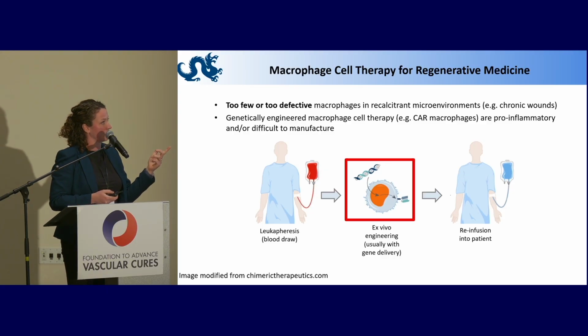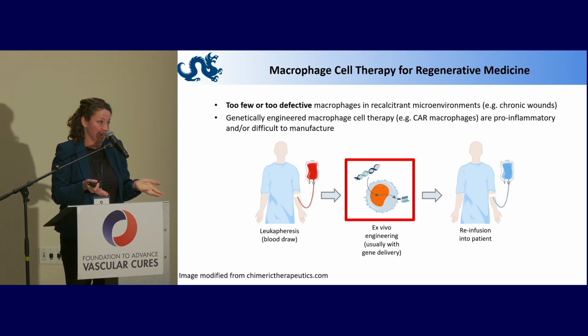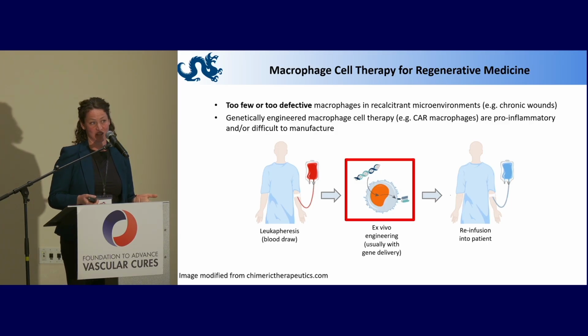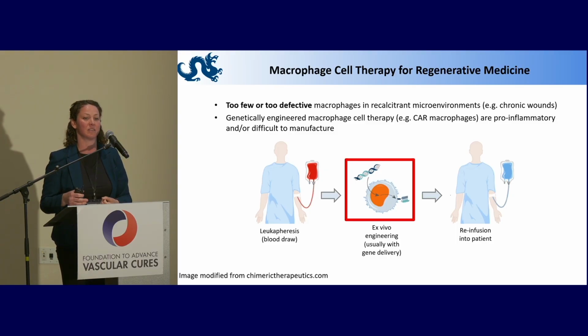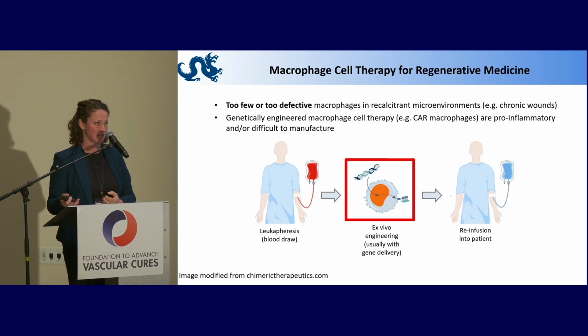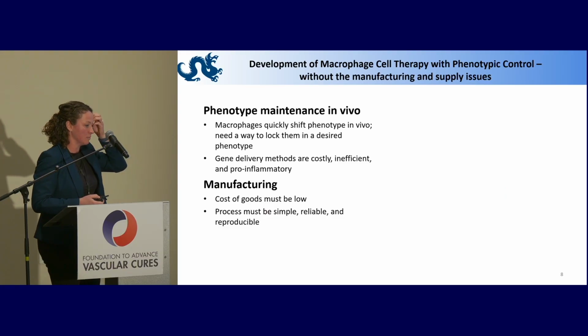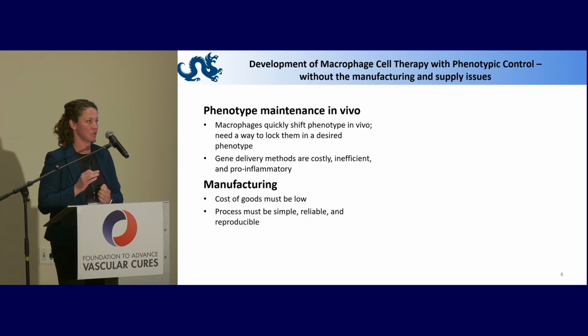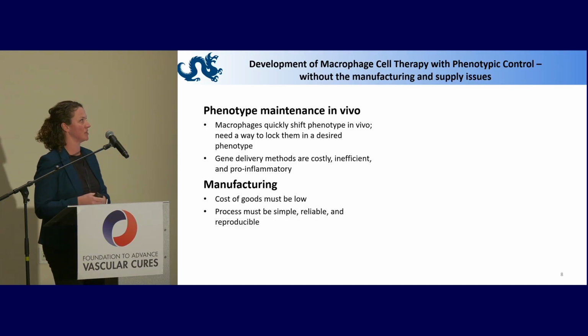But the lower hanging fruit was to not use genetic engineering to control the cells. And for macrophages, you shouldn't have to use genetic engineering because they're so exquisitely sensitive and they respond so readily to biomaterials that can be manufactured in large batches very inexpensively. So basically 10 years ago, we set out with an engineering question, which was, could we design a way to control macrophages for cell therapy that circumvents the manufacturing and supply chain issues associated with conventional immune cell therapies?